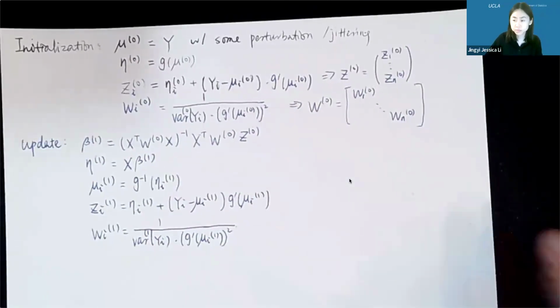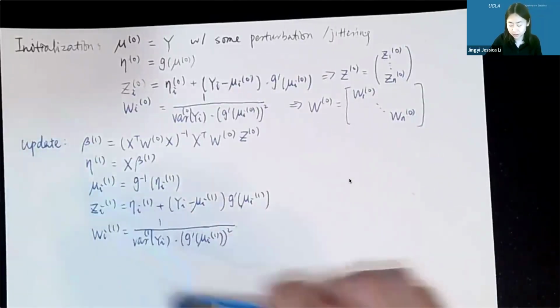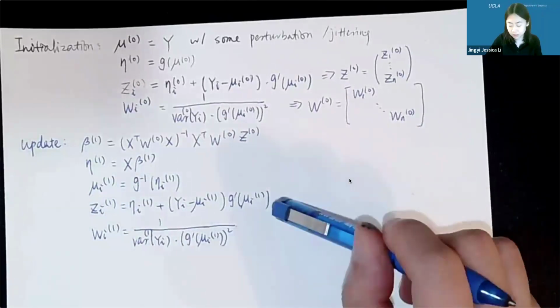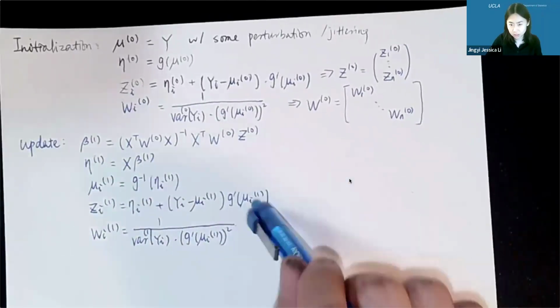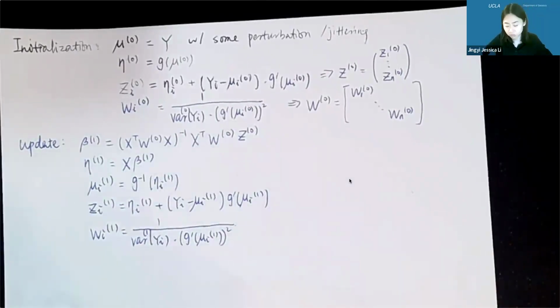So in each update, we will just update the three parameters related to the location, which are mu I, eta I, and beta, right? Beta is the common beta. Beta has no I, but eta has an I, and mu has an I. And then we update the working response variable, the working dependent variable, and we update the weights. And then we do the update in the next round. All right, do we have any questions?